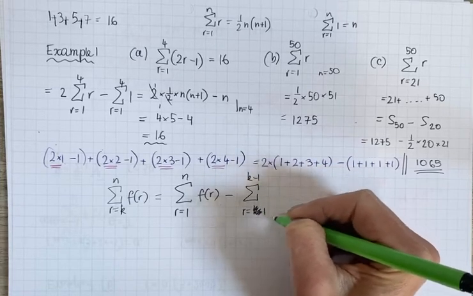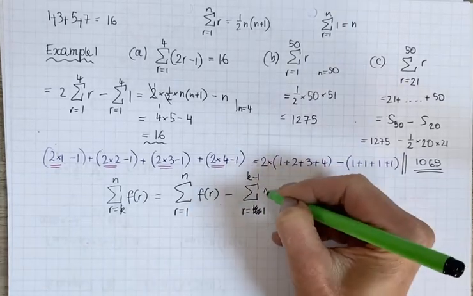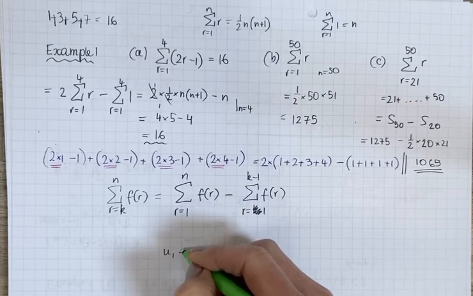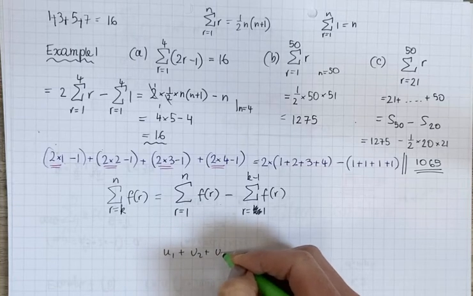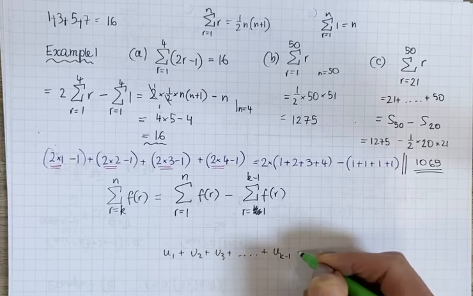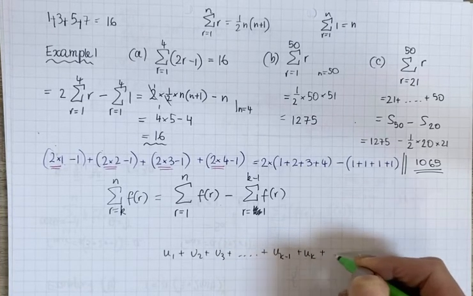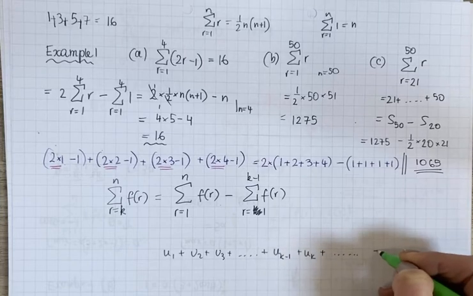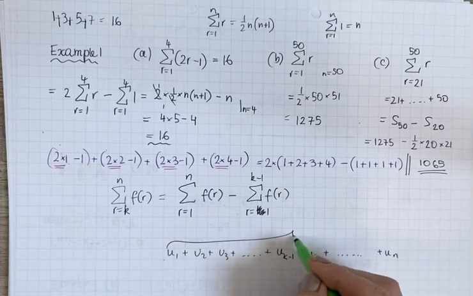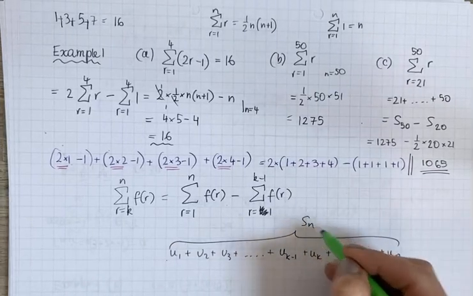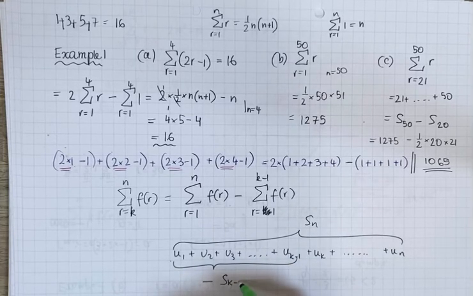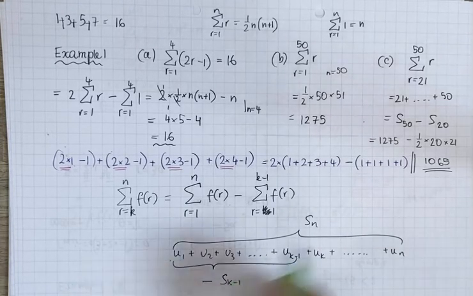from 1 of f of r. So it's like if you had to write your terms in the long way. There you go. You carry on. Then you want to take all of them, which is your Sn, and you want to subtract S of k minus 1. There you go.